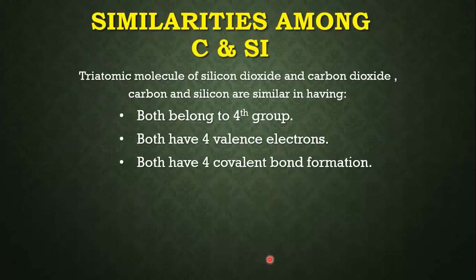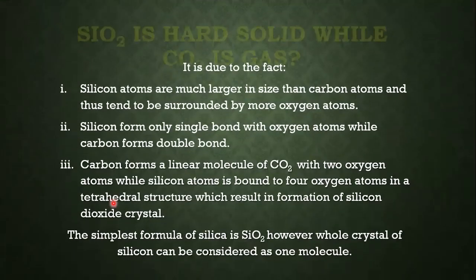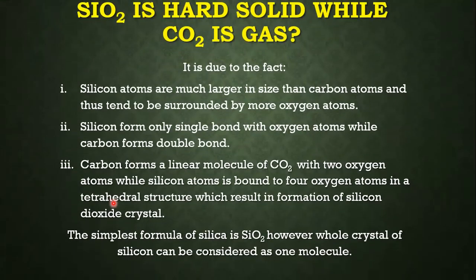Similarities between carbon and silicon. These both belong to the fourth group. They both have four valence electrons and both can form four covalent bonds. Silicon dioxide is a hard solid while carbon dioxide is a gas. It is because the silicon atom is larger in size than carbon. As you know, carbon is the top member and silicon comes after carbon, so its size is greater than carbon.